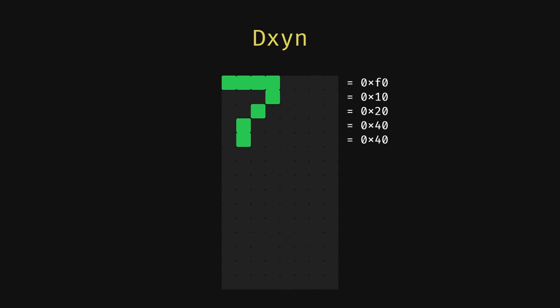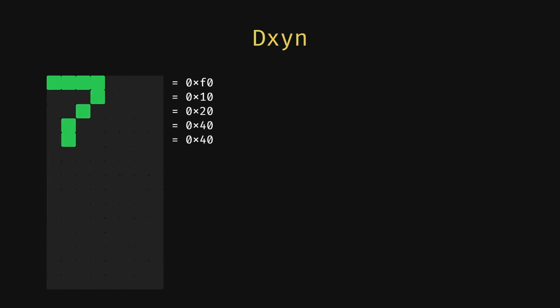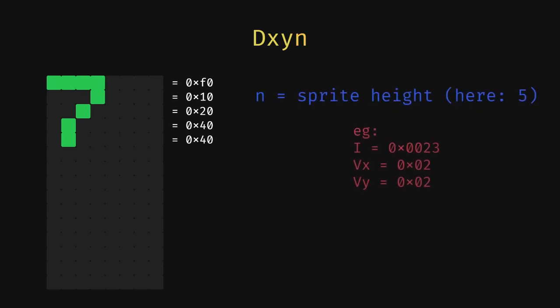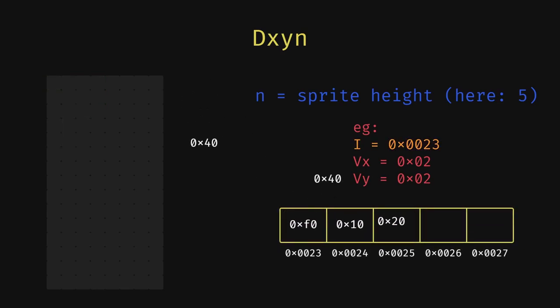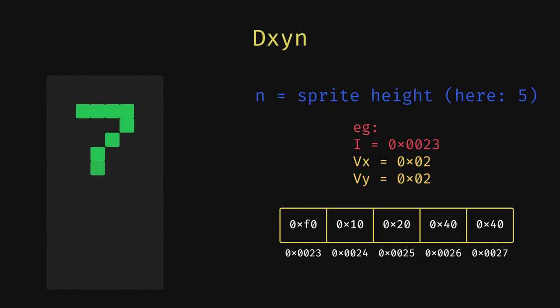The instruction itself has 3 operands, x, y, and n. The last nibble, n, is how tall the sprite is, which is to be drawn. The chip will look at the I register, which is a special 16-bit register which stores the address of the sprite. Then it will put the sprite on the screen, offset by the contents of Vx and Vy.